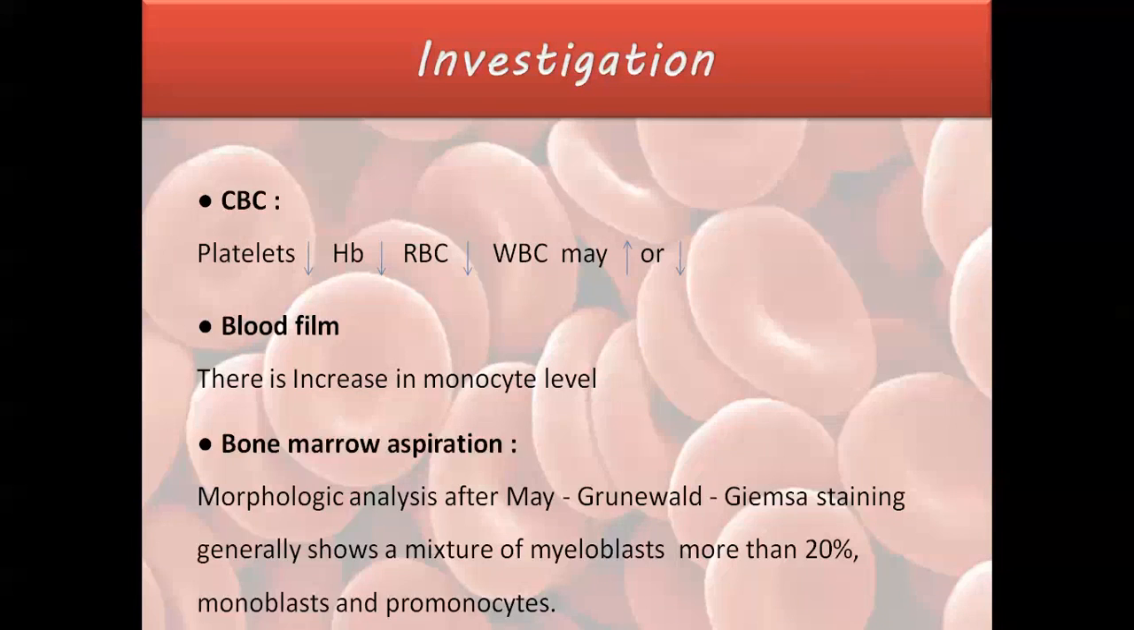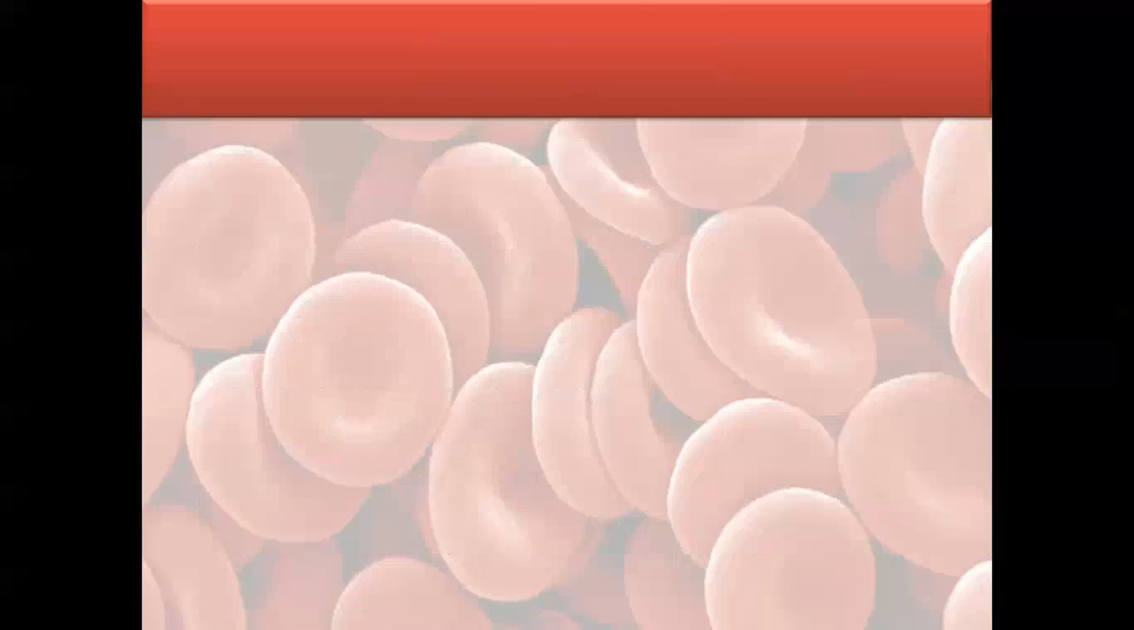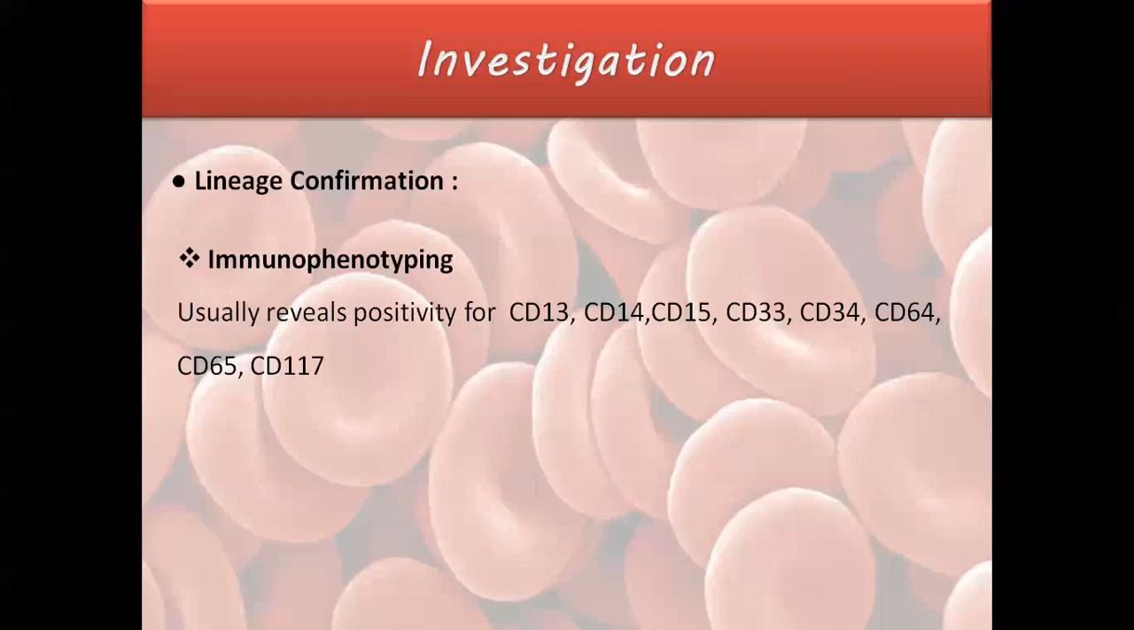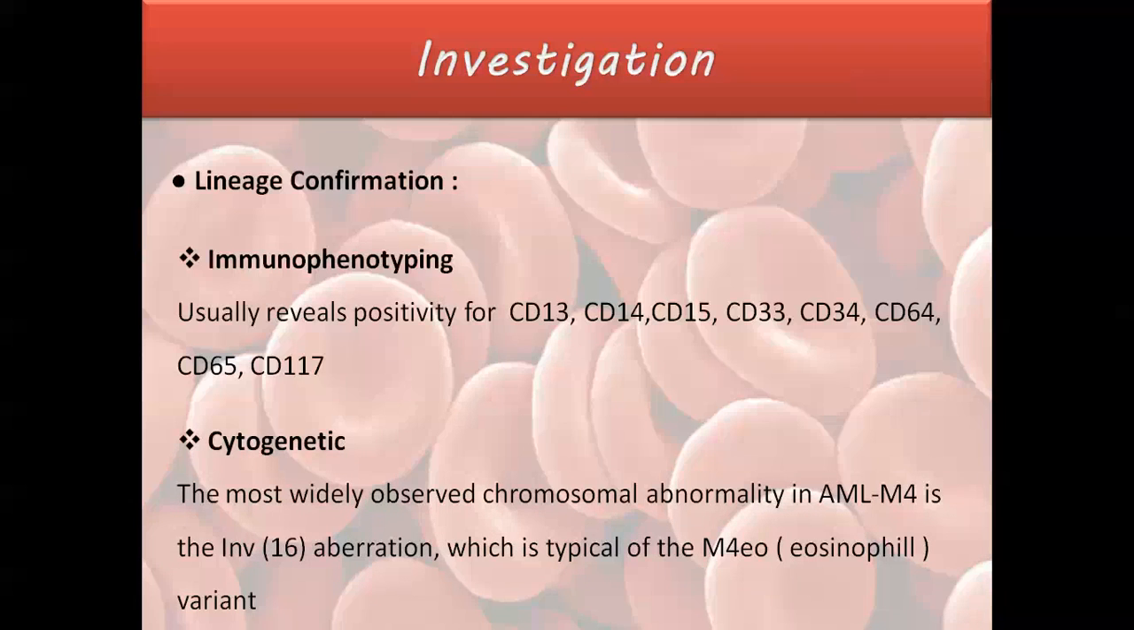And the bone marrow aspiration, after the morphological analysis, Leishman-Giemsa staining generally shows a mixture of myeloblasts more than 20%, monoblasts and monocytes. There is another investigation which includes the lineage confirmation: immunophenotyping and cytogenetics. Immunophenotyping usually reveals positivity for CD13, 14, 15, 33, 34, 64 and 65. The last one is CD117.